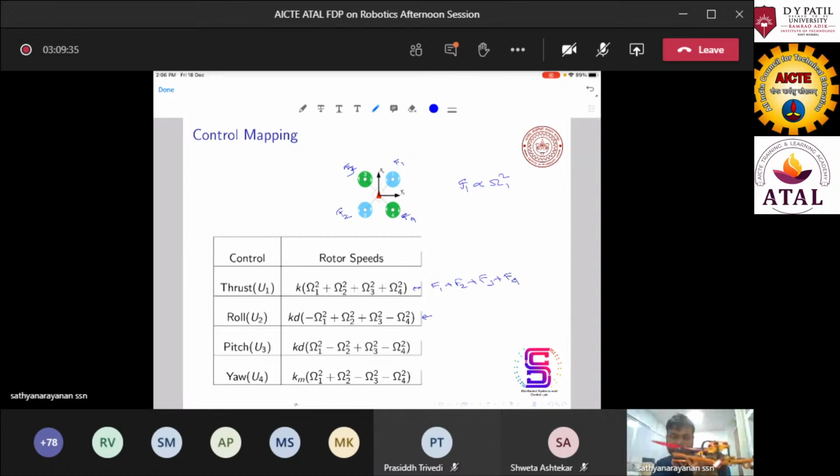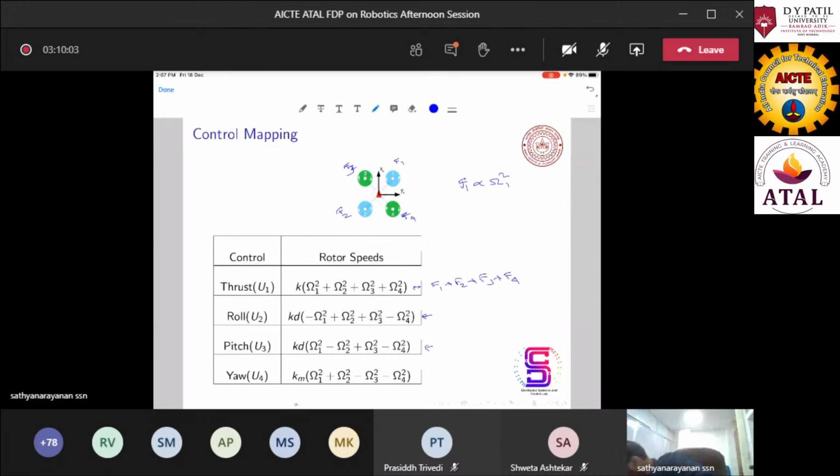And for the pitch, it is along the y-axis, so you curl your fingers. If you curl, it is like this. So F1 and F3 should be positive, and F2, the back two, should be negative, in order to give a positive pitch. So that's why you have a mapping like this.